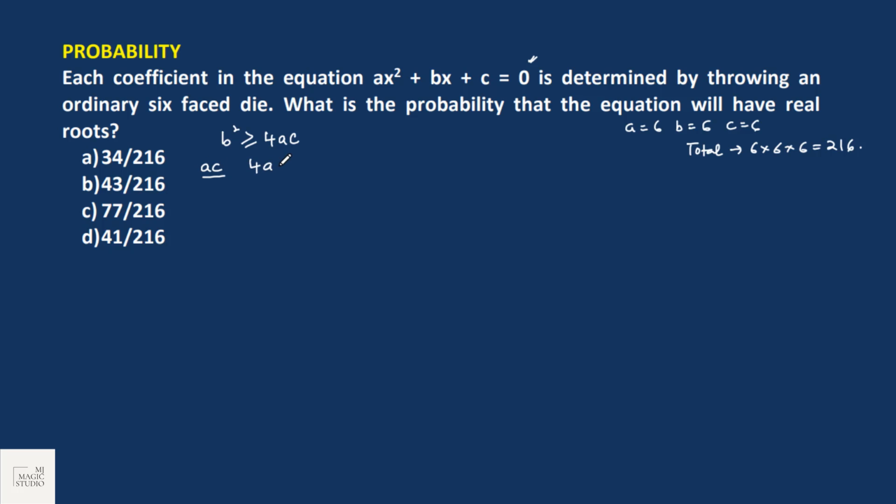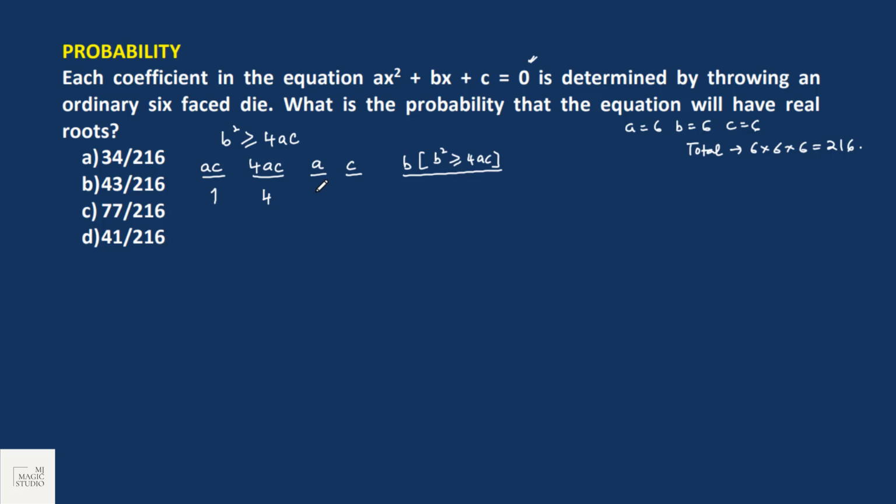Let me start with the value of ac. Then we will work out 4ac. Then we can see what can be the values of a and c here, and then what can be the value of b such that b square is greater than or equal to 4ac. This way we can easily build up cases.